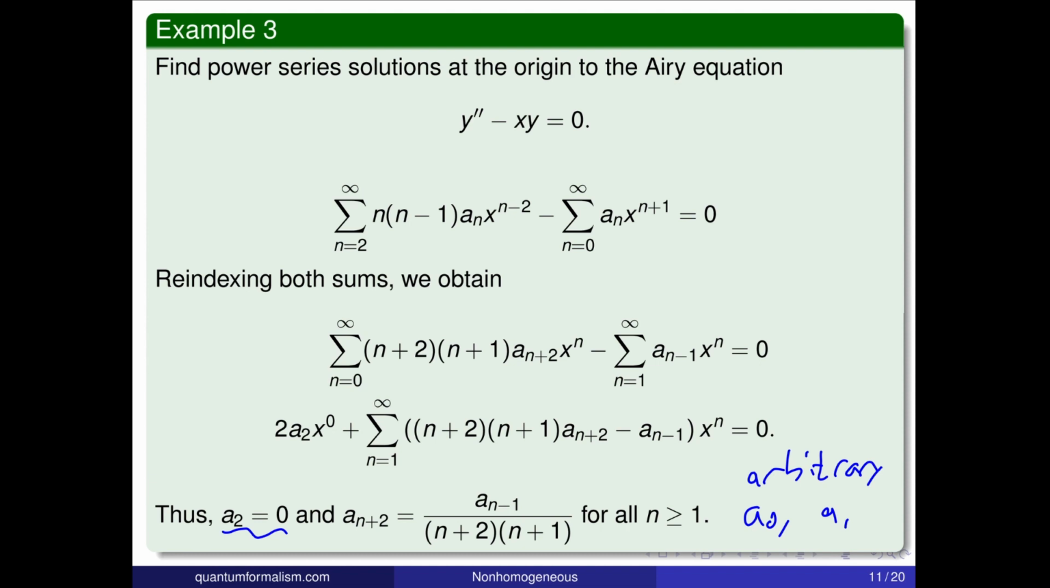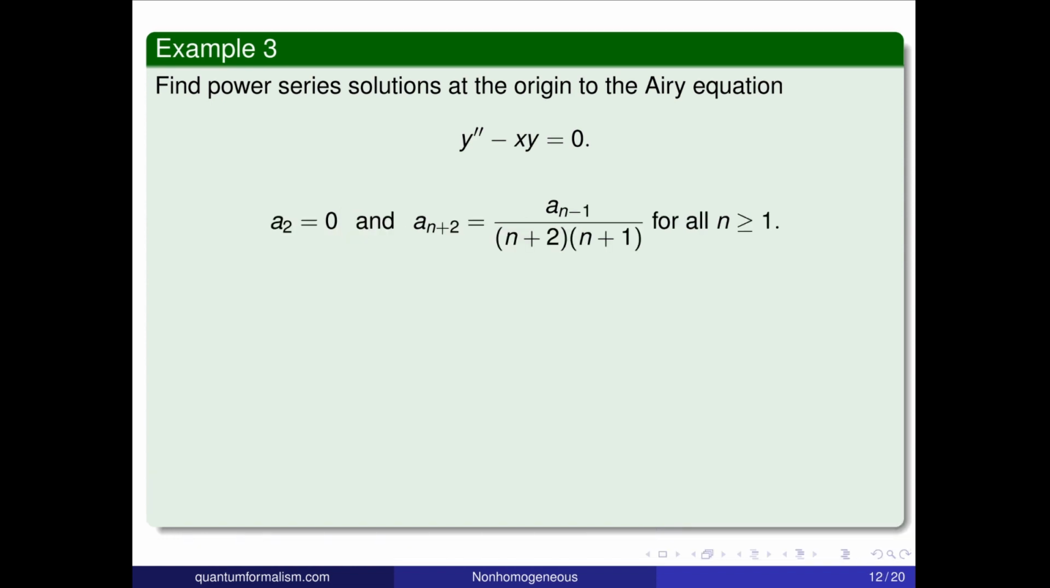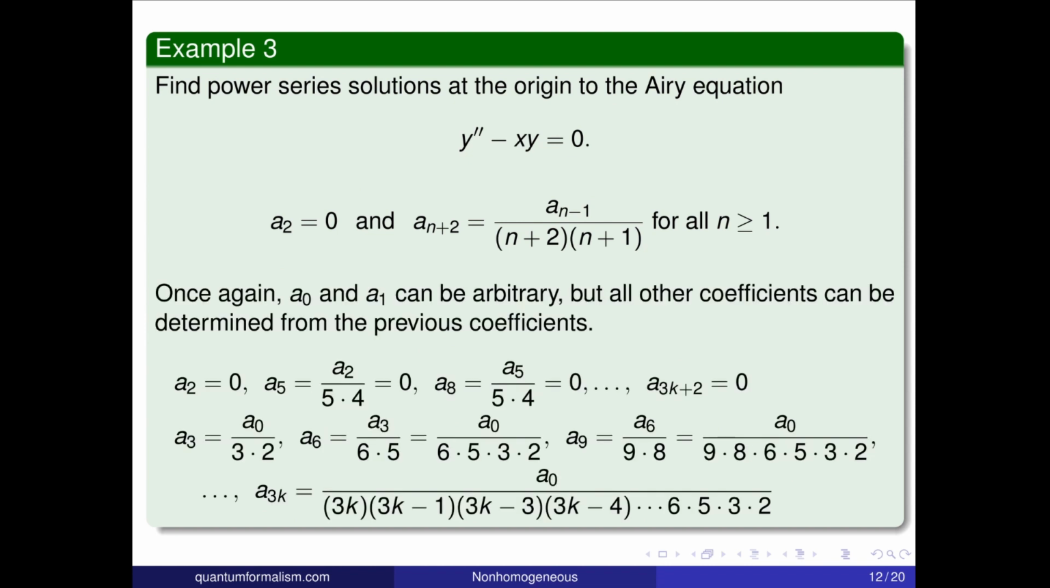Then A2 is determined, it's equal to 0, and then we can go 3 coefficients into the future using this recurrence relation. And this will allow us to get every coefficient. Okay, so first we start with A2. Then 3 coefficients later, we will have A5, and that should be equal to A2 divided by 5 times 4. So this is plugging n equals 3 into this formula. And because A2 is 0, that tells us that A5 is 0.